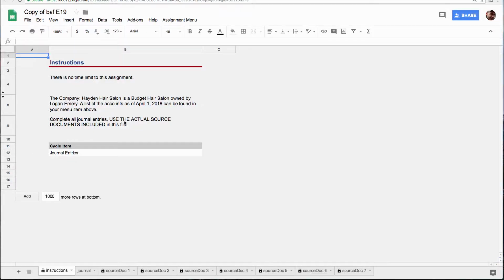So, reading the instructions, as you always should, we got Hayden Hair Salon. And I'm going to burn through this as quick as I can. And you might only have trouble with, say, a common source document number 5. You might want to zip through the video till I get there. Or wait, up to you. So Hayden Hair Salon, let's look at our first source document here.